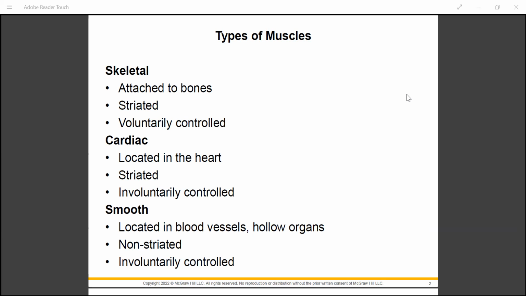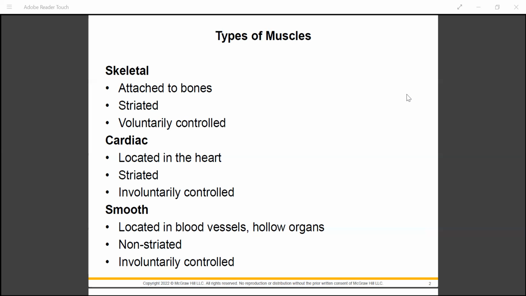Our cardiac muscle is called cardiac muscle because it's only located in the heart. It too is striated or has that striped appearance because of the two different myofilaments. But our cardiac muscle is involuntary. So we do not consciously think about our heart beating. Even if we focus, we can't make our heart beat. It is under involuntary control.